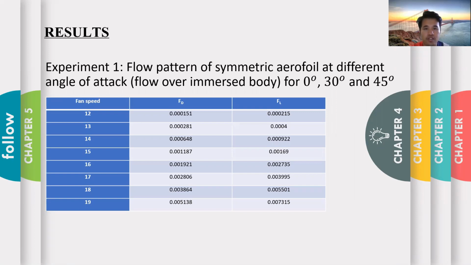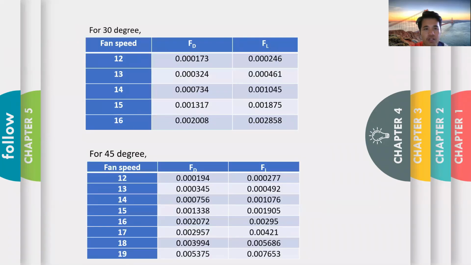So today I'm going to present my part, which is chapter 4, the results. This is the result for experiment 1, flow pattern of symmetric aerofoil at different angles of attack. This is for 0 degree, which shows in the table the drag force and lift force. Next, we can see in the table for 30 degree and 45 degree, the results for drag force and lift force are shown.